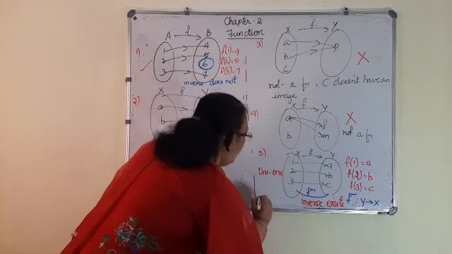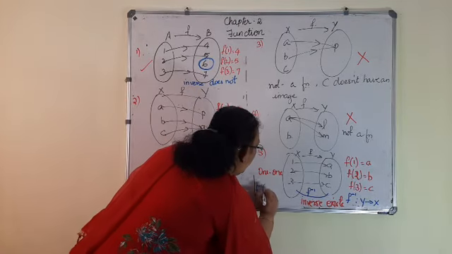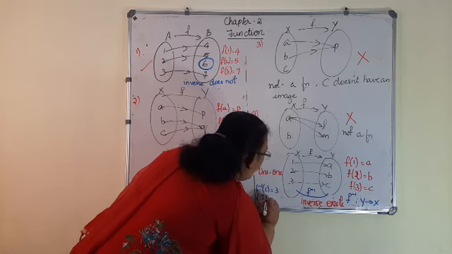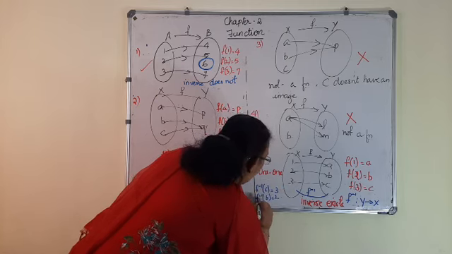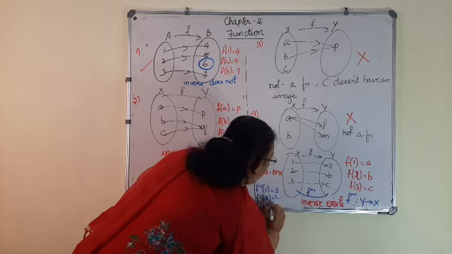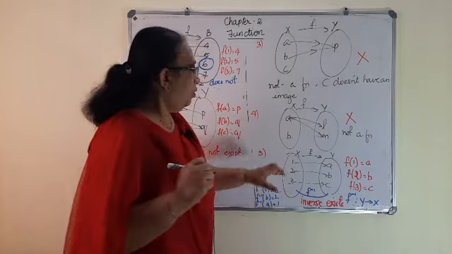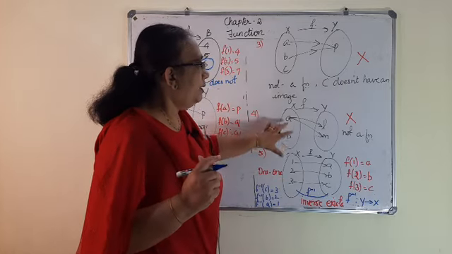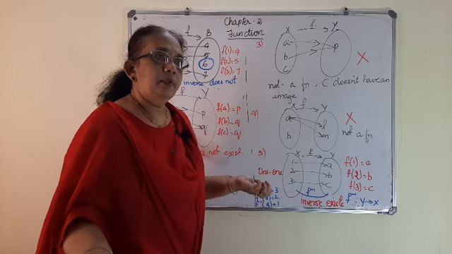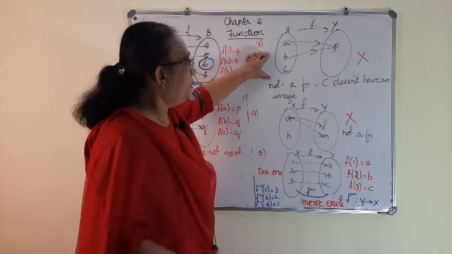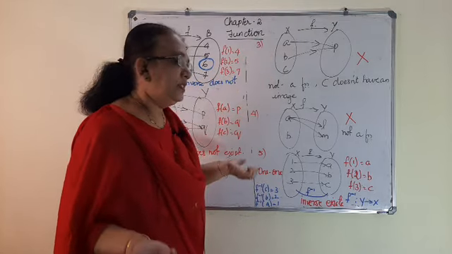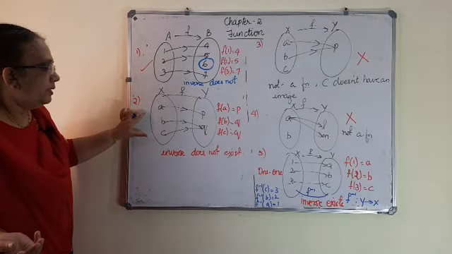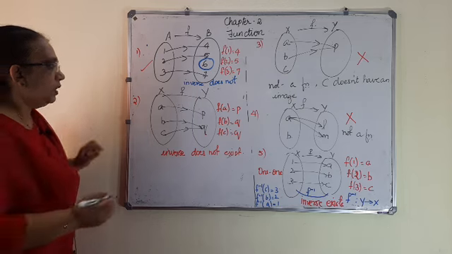Here f inverse of c is equal to 3, f inverse of b is equal to 2, f inverse of a is equal to 1. So if it is a 1-1 function, then inverse exists. Here it is not a function, so no case of inverse. Here this is also not a function, so inverse does not exist. But in the second case, it is a function but inverse does not exist.